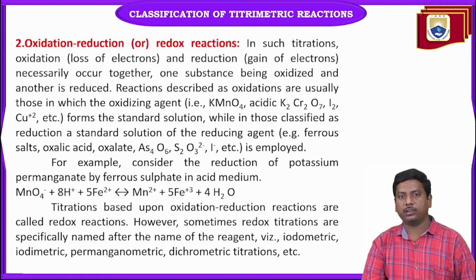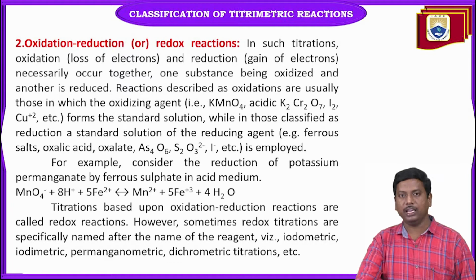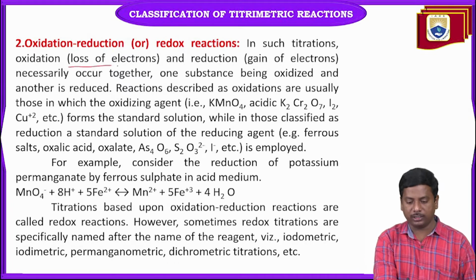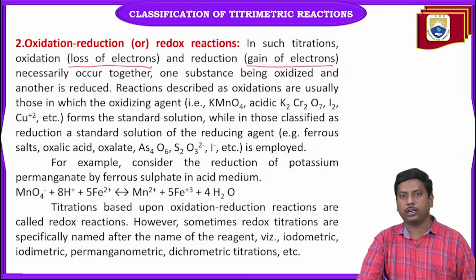Oxidation or reduction reactions are called redox reactions, because these reactions mainly involve oxidation and reduction simultaneously. Now we see the definition. In such titrations, oxidation, loss of electrons, and reduction, gain of electrons, necessarily occur together, with one substance being oxidized and another substance being reduced. That is called oxidation and reduction reactions. Basically, oxidation means loss of electrons and reduction means gain of electrons. So that is called redox reaction.